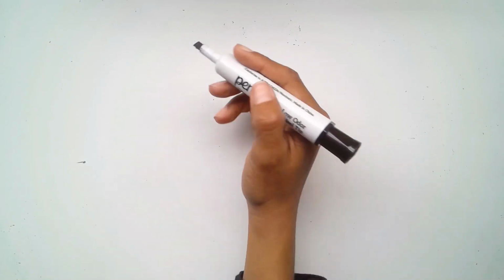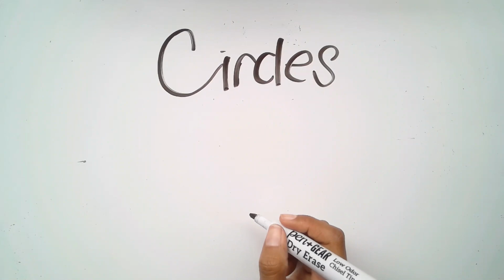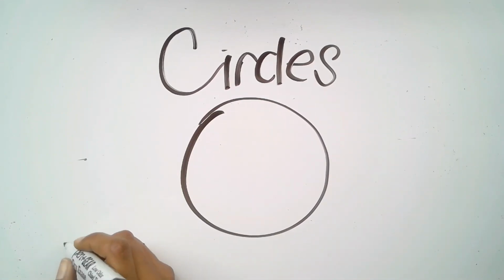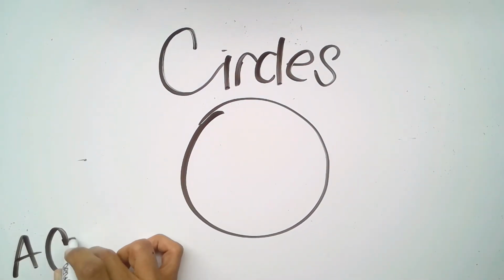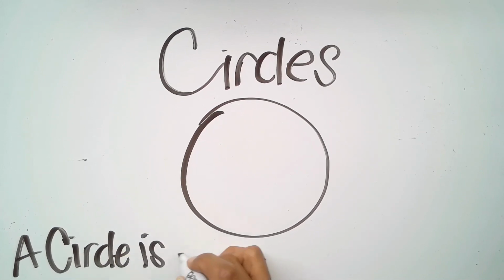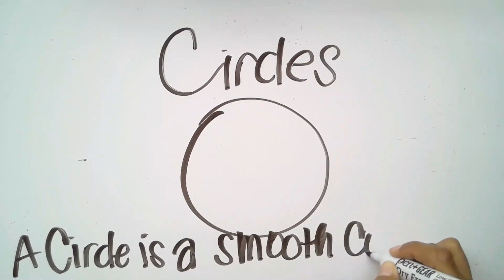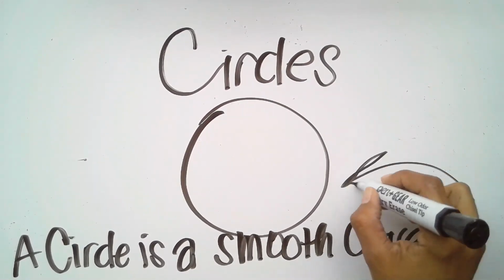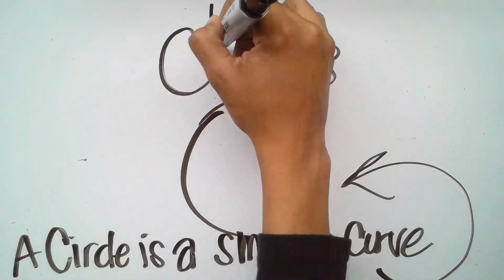Alrighty, last concept for today is circles. Now, a circle is a very interesting shape because it technically has no sides. The definition of circle is that it is a smooth curve. Meaning that it's not quite your average quadrilateral or polygon. So we've got a lot more to consider when we talk about the perimeter of a circle.